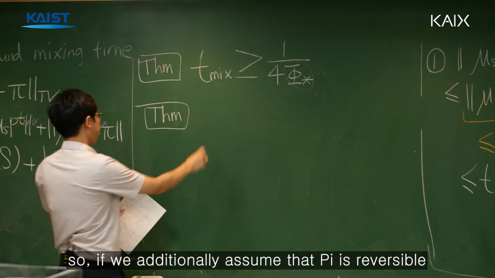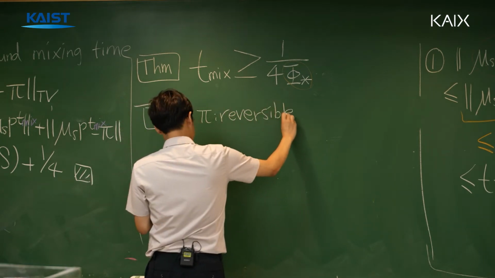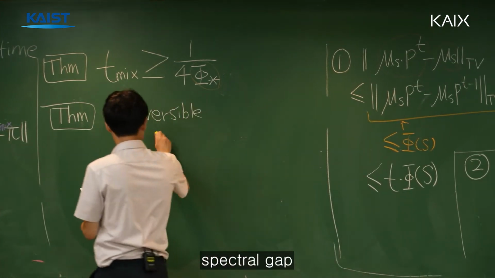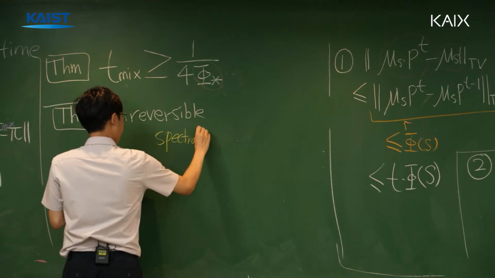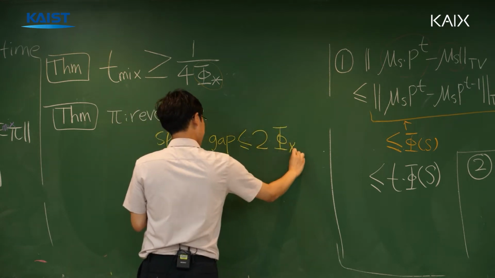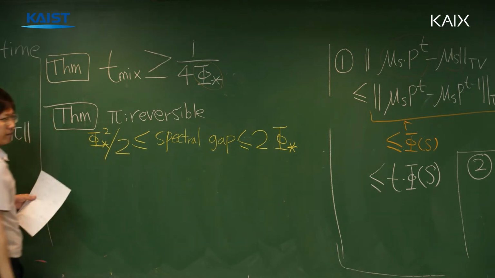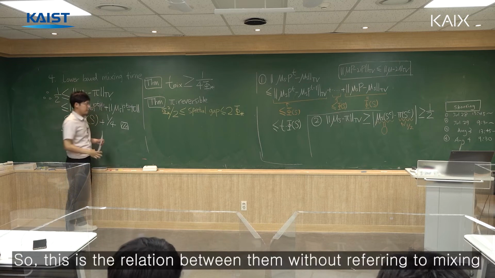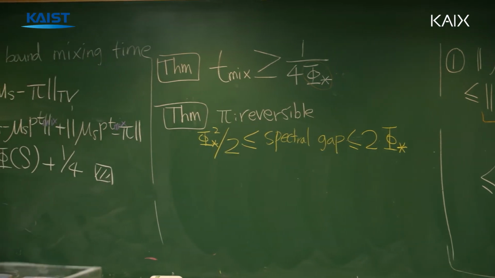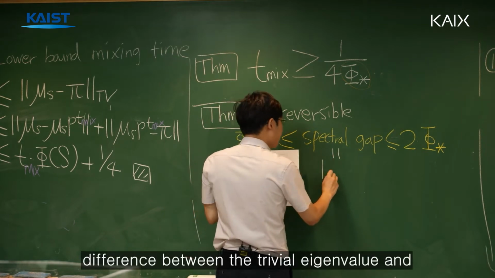If we additionally assume that P is reversible, then there is an interesting relation between the spectral gap and the isoperimetric constant. This is a relation between them without referring to the mixing time. So what is a spectral gap? Recall the spectral gap is the difference between the top eigenvalue and the second.